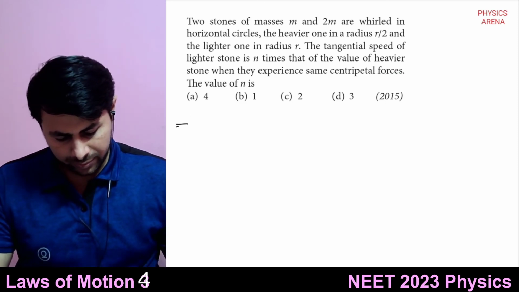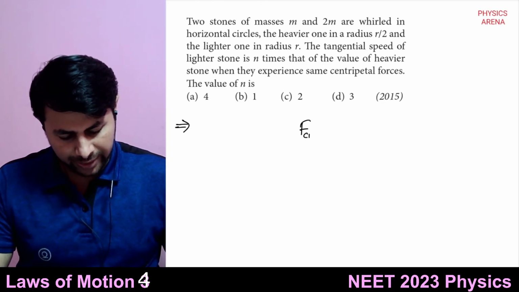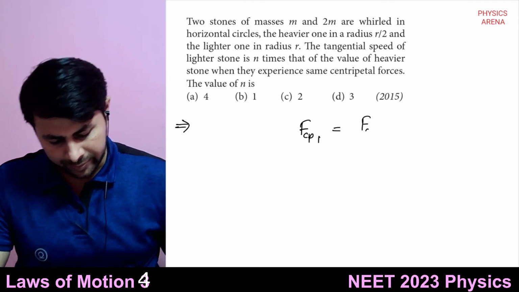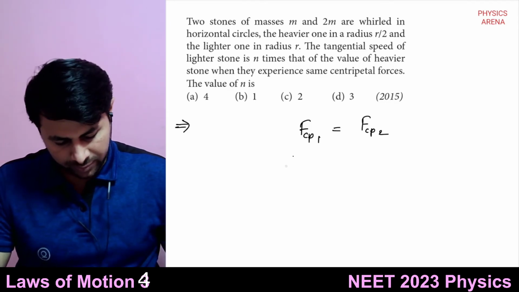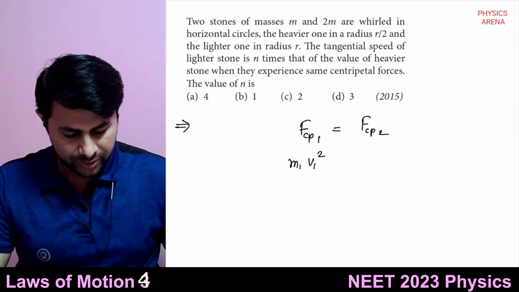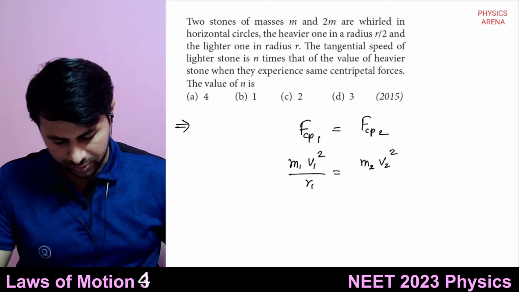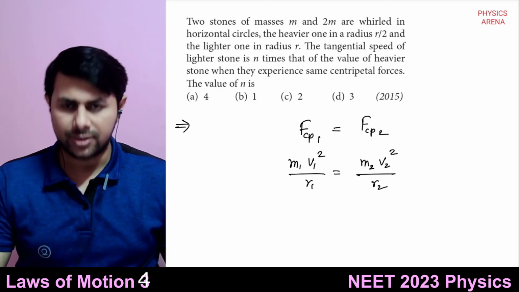So FCP for the first one is equal to FCP for the second one. Okay, so that is, let's call it m1 v1 square upon r1 is equal to m2 v2 square upon r2. So suppose this is the lighter one, this is the heavier one.